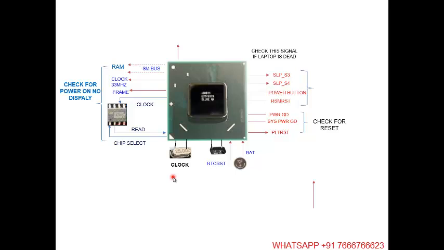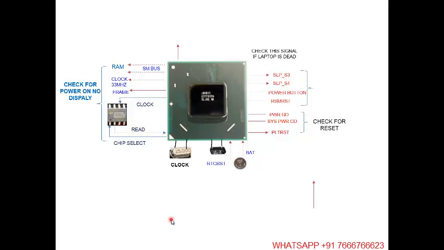Laptop is on but it's not giving the display. So first of all, you have to check the clock. The clock is inside the PCH. There is a 25 megahertz crystal connected to the PCH. You can connect the oscilloscope on these two legs and you will find 25 megahertz frequency. If you get this 25 megahertz frequency, that means the clock section is working.